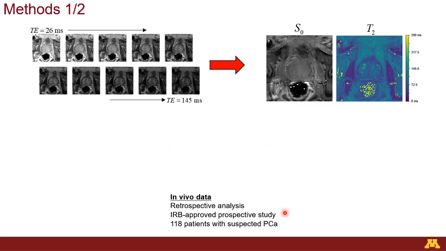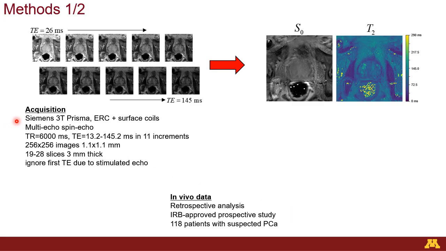The data for this study had been previously acquired in an IRB-approved prospective study of 118 patients with suspected prostate cancer. All of the data were acquired on a Siemens 3T Prisma with an endorectal coil and combined with surface coils. We used a standard multi-echo spin-echo pulse sequence that was provided by the vendor. We used a long TR, an array of TEs from 13 to 145 milliseconds. There's 11 TEs. We discard the first one due to stimulated echo. And these were acquired at a pretty high in-plane resolution and a 3 millimeter slice thickness.